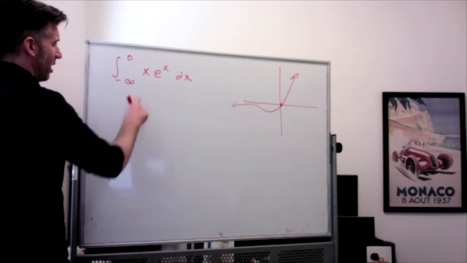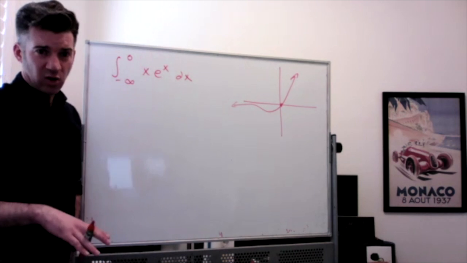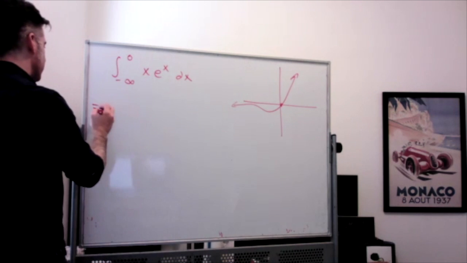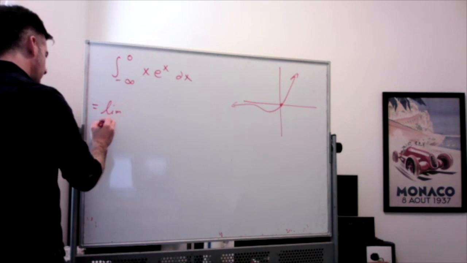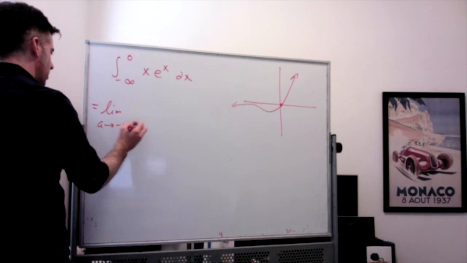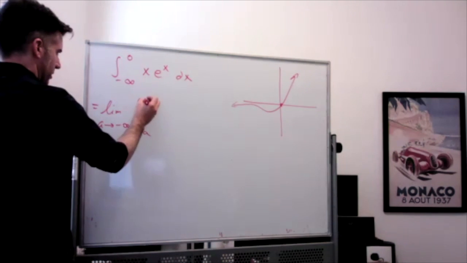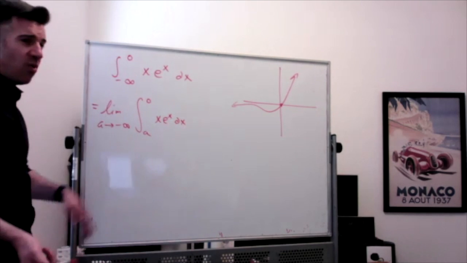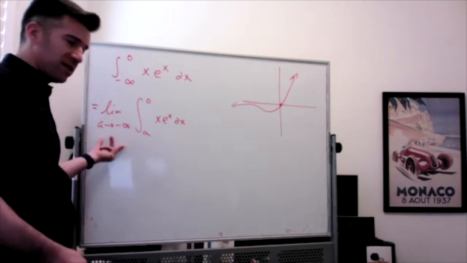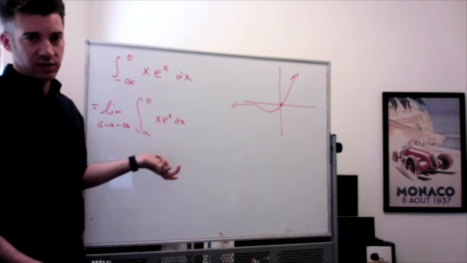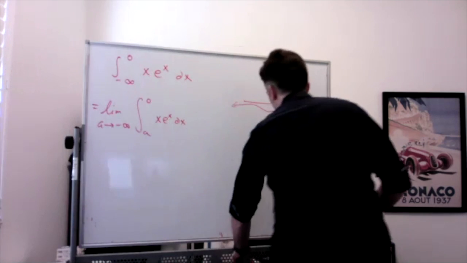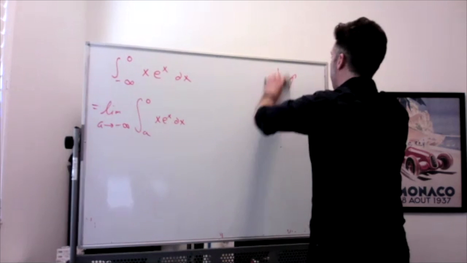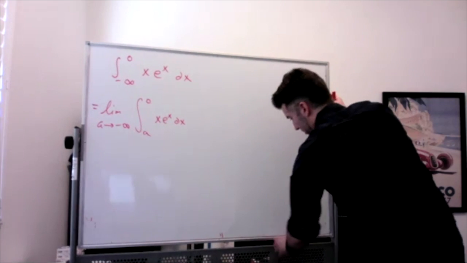So for this integral, we have to do integration by parts. So I'm going to write this as the limit as a goes to minus infinity of the integral from a to 0 of x e to the x dx. But I don't want to do integration by parts and have to write this limit with these limits of integration the whole way through. So instead, I'm just going to do the indefinite integral off to the side.